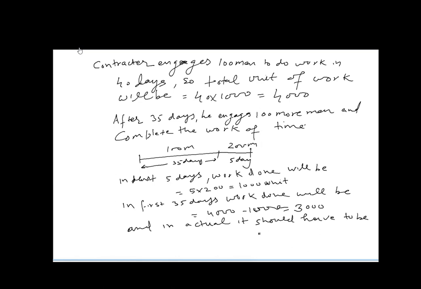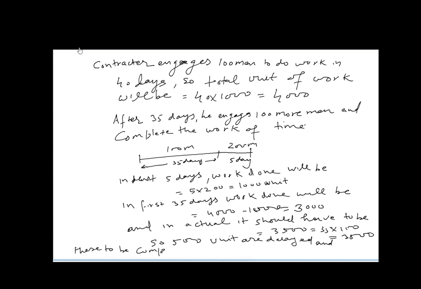So if more men have not been deployed to do this 500 units of work, how much time will be taken by the 100 men? So 500 is the unit of work upon total number of men. So it will take 5 more days. So the contractor is lagging behind 5 days to complete this work. So option A will be the correct answer.